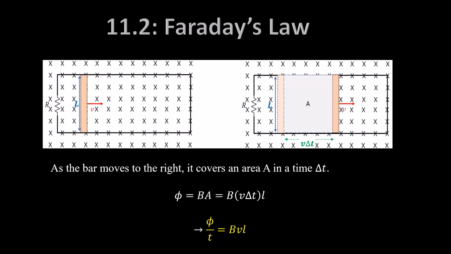So the flux over time equals BVL. And we just derived what BVL means. BVL, that's the induced EMF. So this says that the rate of change of the flux, or the flux over time, equals the induced EMF.